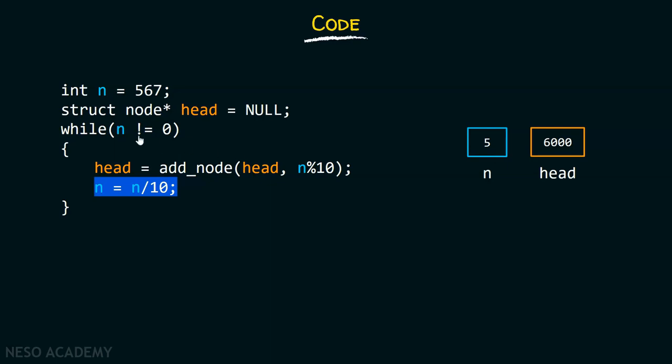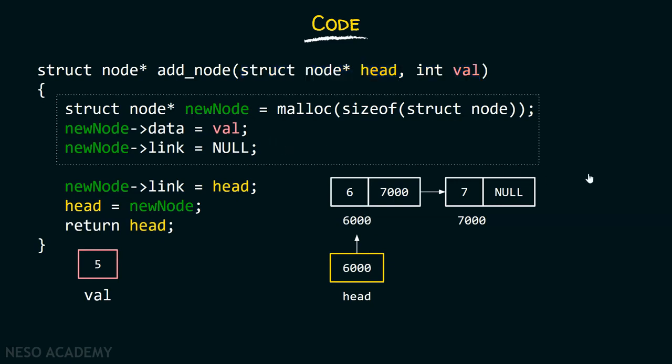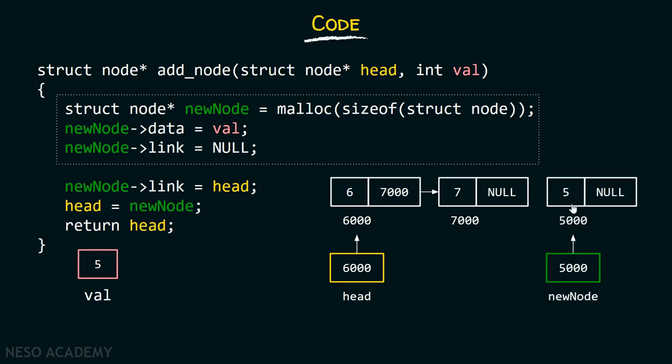And now we can continue again. 5 is not equal to 0. So we'll call the add node function, and this time we'll pass 6000 and 5 to this function. Now val has received this value 5, and obviously head pointer has received this value 6000, right? Which is the address of this first node, right? After this, new node is created. Here you can see this is how new node is created, and you can see that data part is holding this value 5 and link part is holding null.